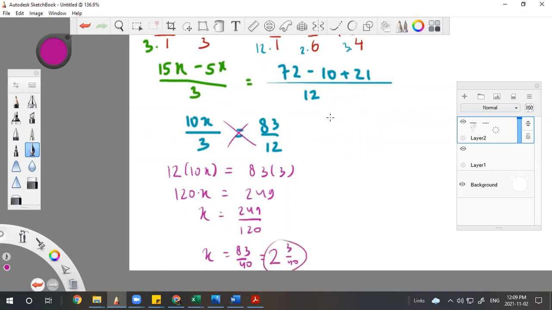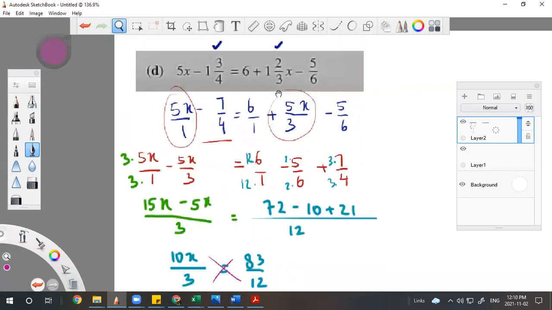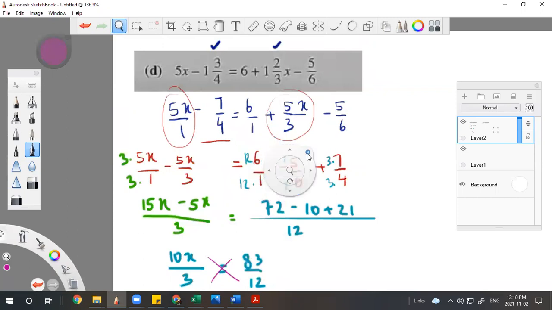The hard part will always be the fractional part. Okay, this will be the fraction. After you do the cross multiplication, the difficulty is lower. Okay.